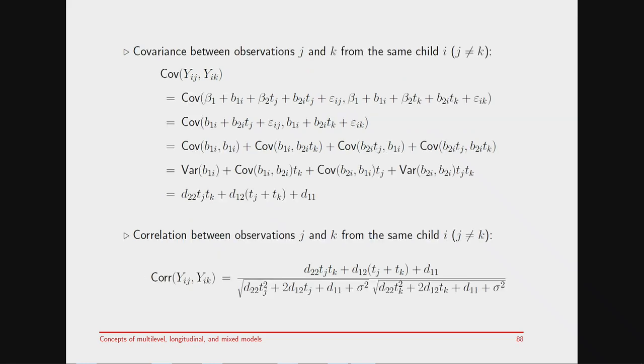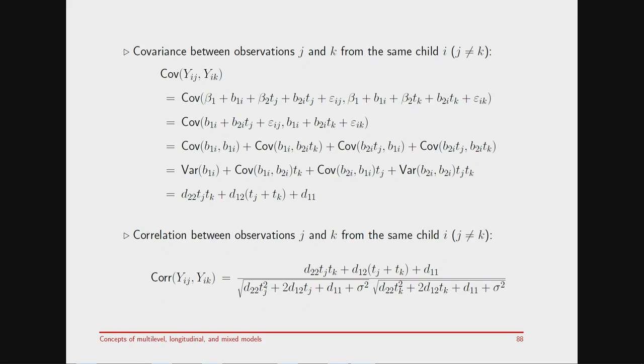But if you take two observations from the same child, so let's take two observations from child i, and the two observations are the observations j and k, and you then work out the covariance between the two outcomes, then it looks complicated, but it's quite simple calculations. Then you will see that the covariance will end up to be this here, and it's no longer constant. So the covariance is not constant, and so will the correlation not be constant.